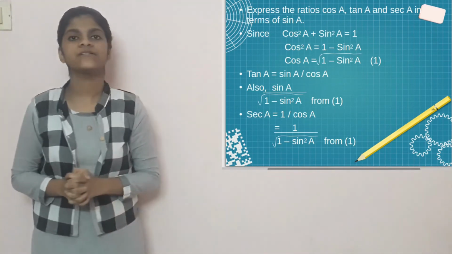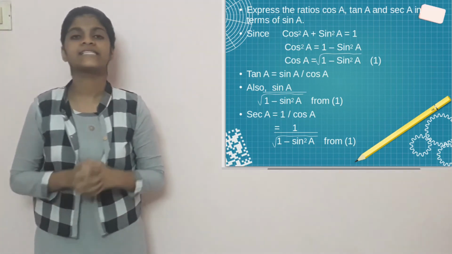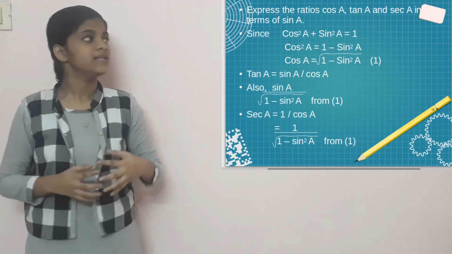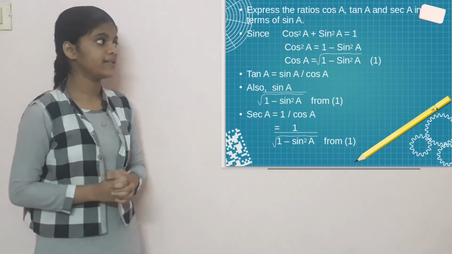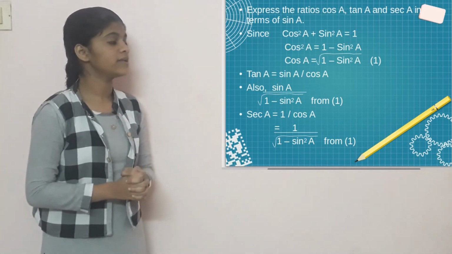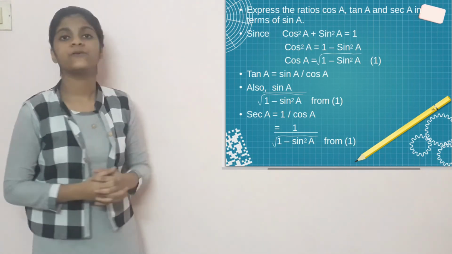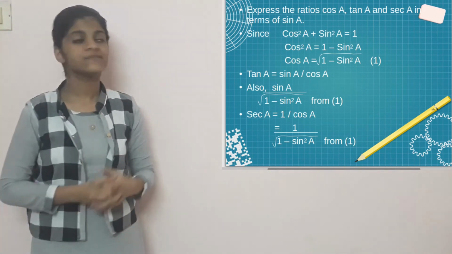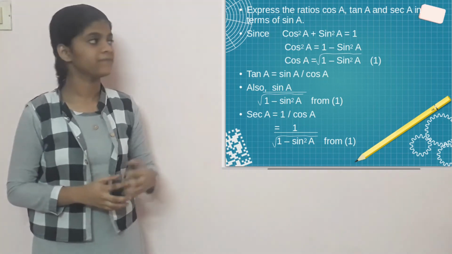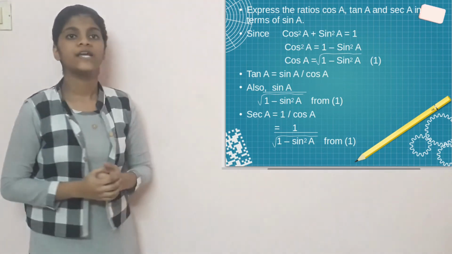The question is, express the ratios cos A, tan A and sec A in terms of sin A. That is, here we have to express cos A, tan A and sec A in terms of sin A. First, cos A. We know that cos square A is equal to 1 minus sin square A. And from this we can say that cos A is equal to root of 1 minus sin square A. We have just moved the square part in the cos square A to the right hand side. So it becomes cos A is equal to root of 1 minus sin square A. So here we have done the first part, that is we have expressed cos A in terms of sin A. Let us mark this equation as equation number 1.